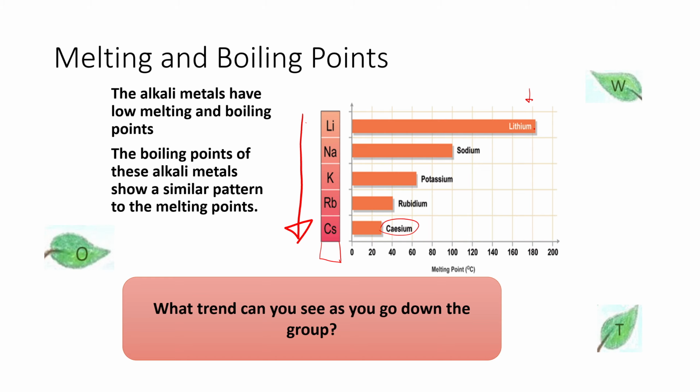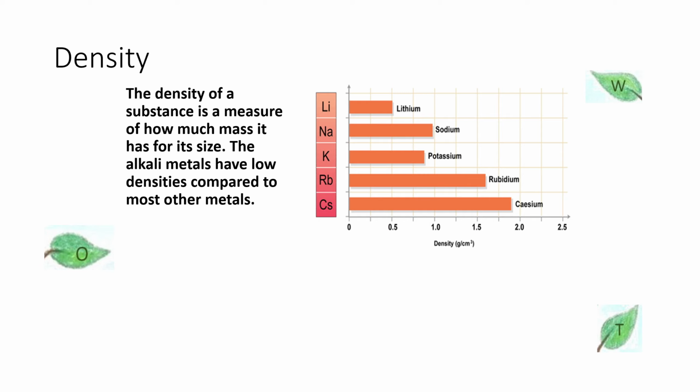Now, another property that we need to understand is density. For now, you don't have to remember this stuff, but if you are presented with this information, like this table here, you would have to describe the trend.